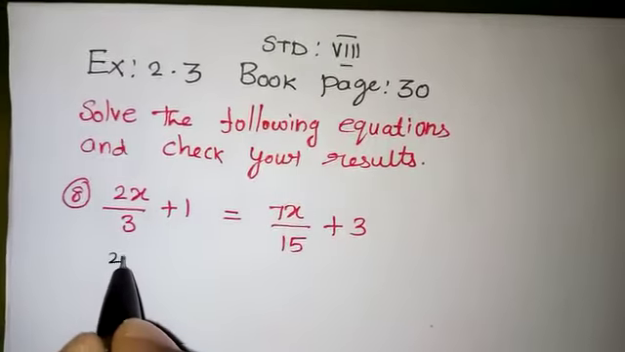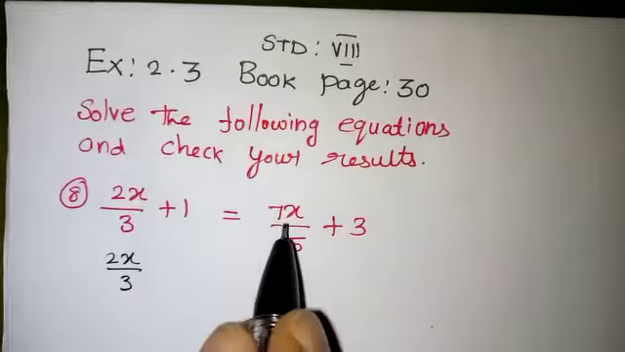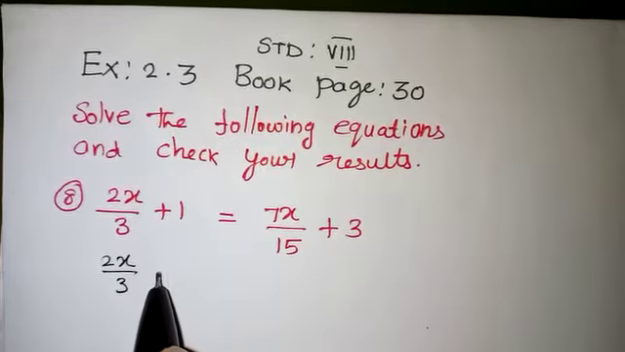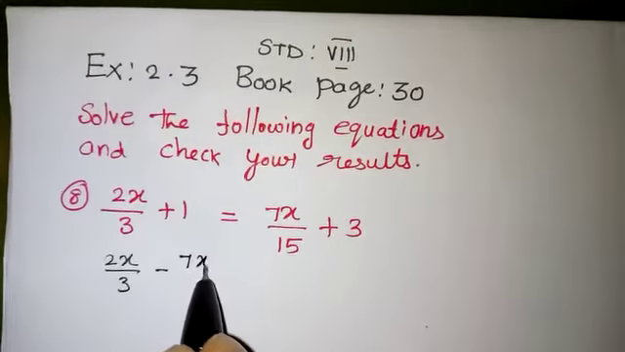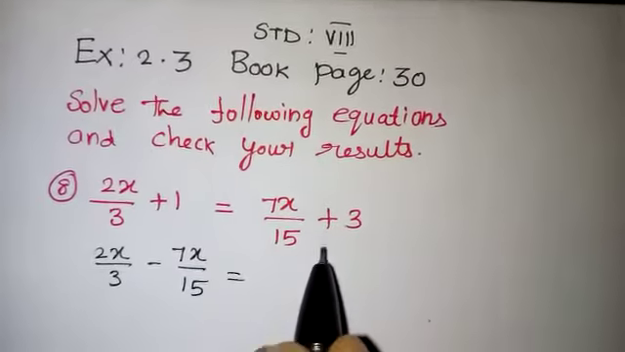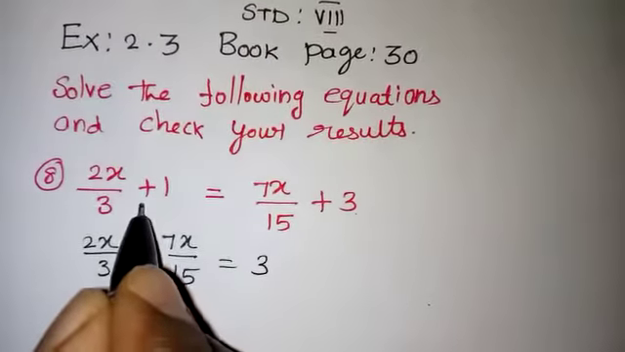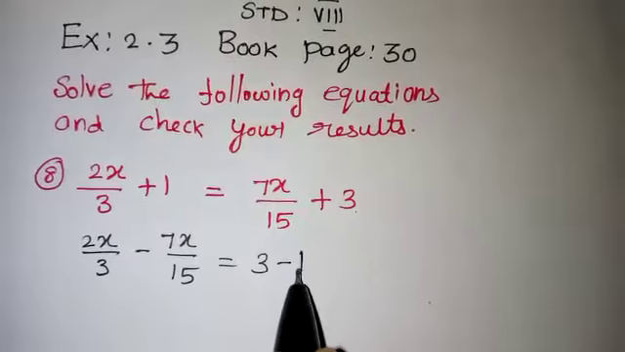So here already 2x by 3 is there, so keep as it is. This plus 7x by 15 I am bringing to this side, that will become minus 7x by 15, which is equal to, here I am having the 3. This plus 1, if you bring it to that side, that will become minus 1.